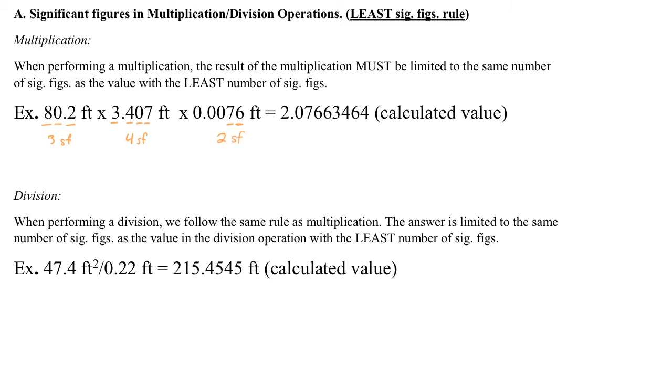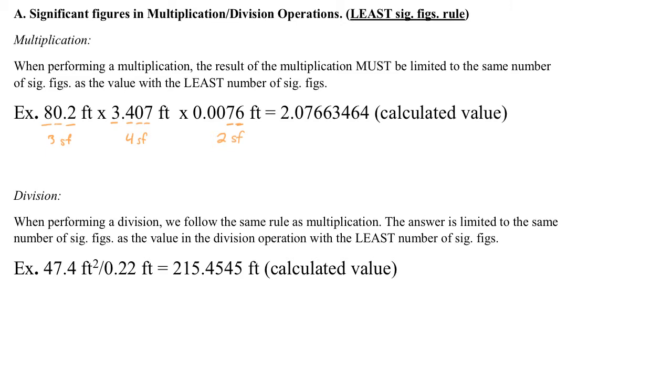Notice that when we multiply these terms together, we get a calculated value with many more significant figures than the individual terms themselves. If someone performed these measurements and then reported this calculated value as the result of those measurements, they would be incorrect because it provides a precision that is far greater than the measurements that were used to produce it. To fix this, we have to use our least significant figures rule.